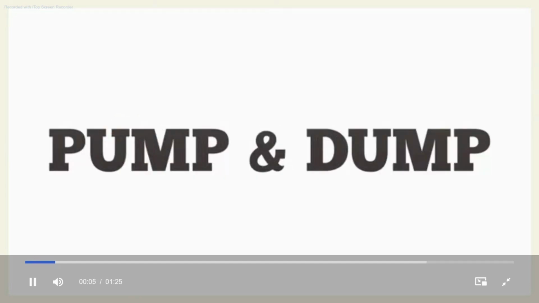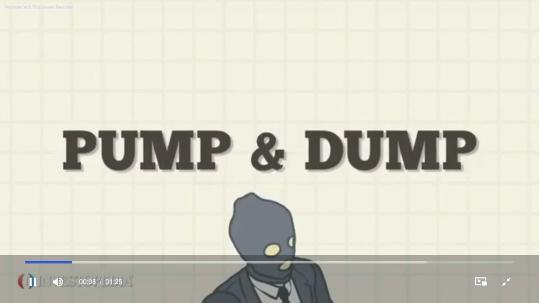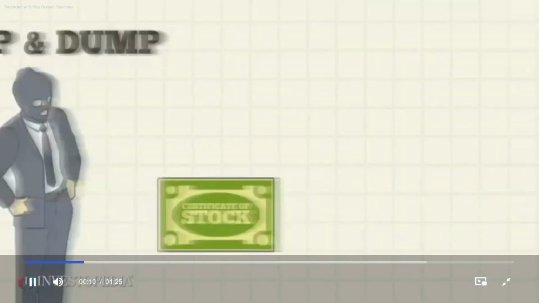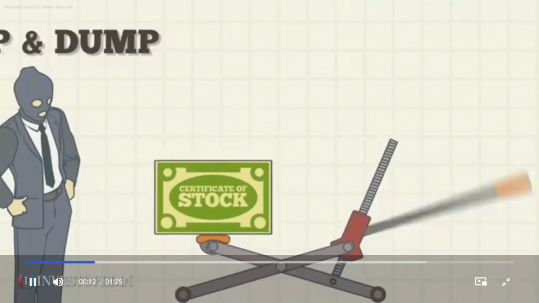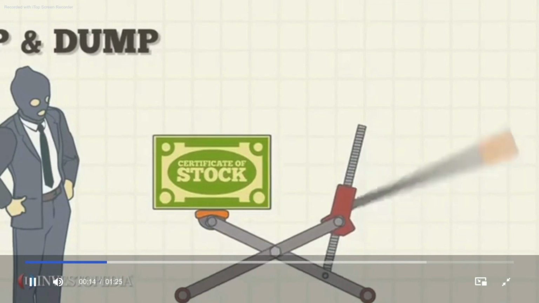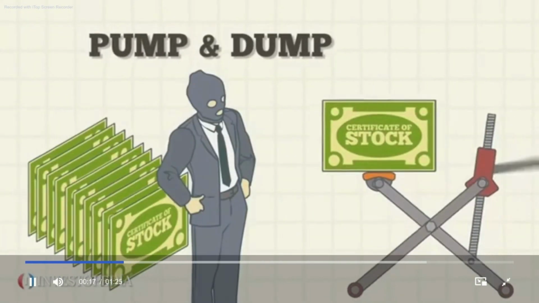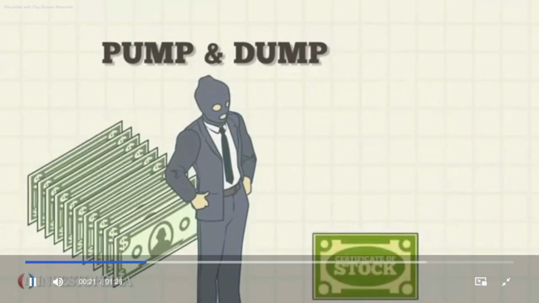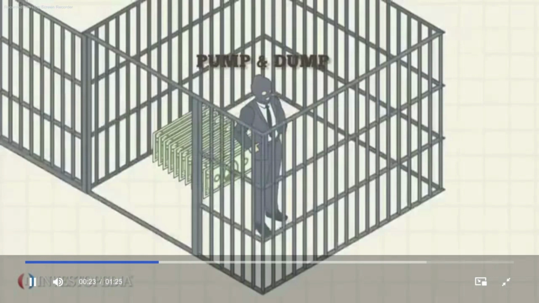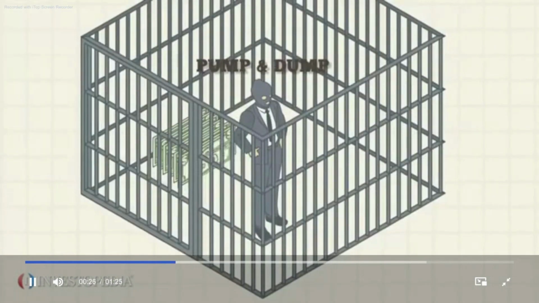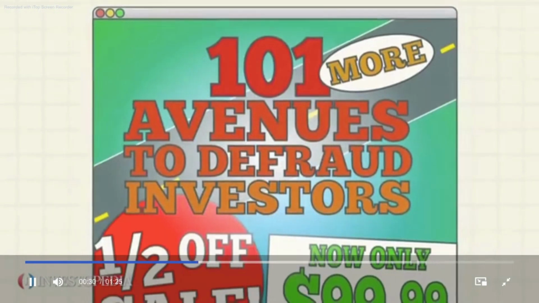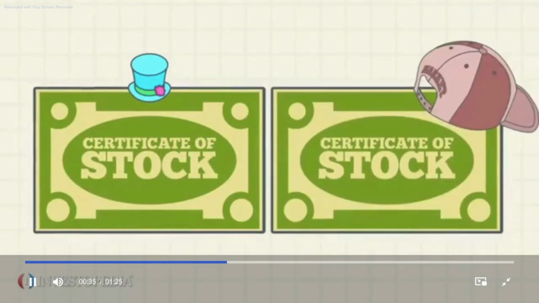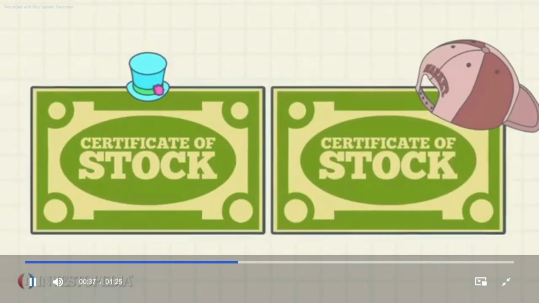A pump and dump scheme involves fraudsters boosting the price of a stock by making false or misleading recommendations about its value. The perpetrators already own stock in the company and sell their positions after their scheme leads to a higher share price. A pump and dump is illegal, and the perpetrators of this fraud can face hefty fines if caught. The internet has created more avenues to defraud investors. These schemes usually target micro and small cap stocks because these companies tend to be the easiest to manipulate.